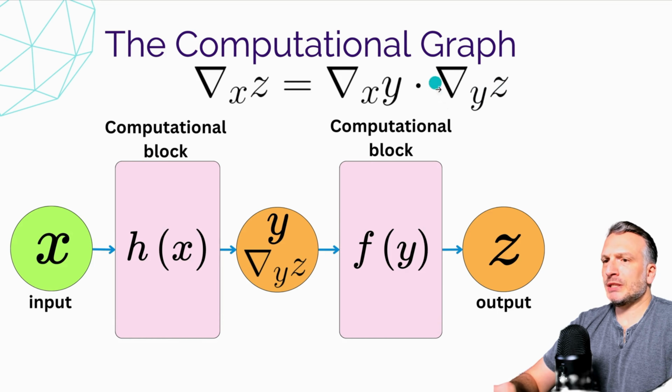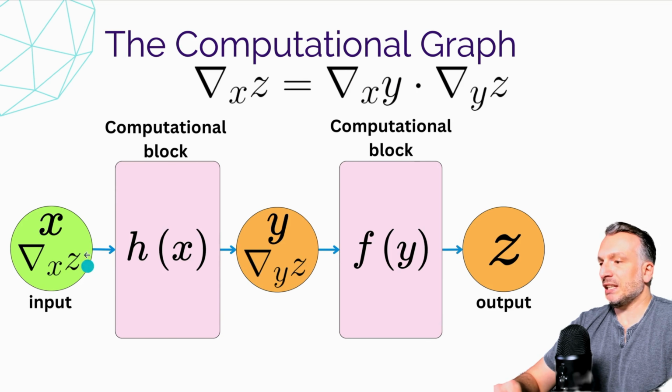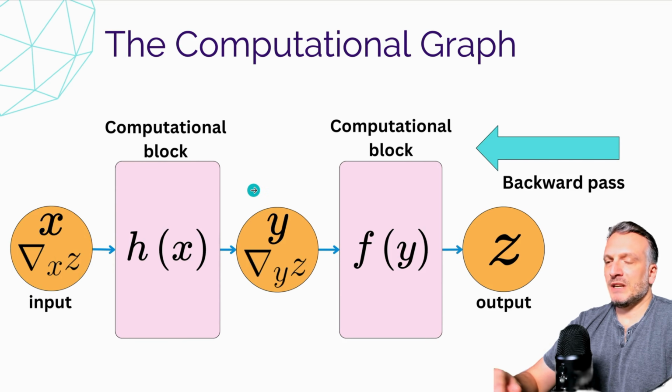I already computed the gradient of z with respect to y, so I can take it from here, and I just need to compute the gradient of y, which is the output of this computational block, with respect to x. Because again, I can backpropagate the gradients through this computational block, I can compute the gradient of y with respect to x. And now I'm going to store into x the gradient of z with respect to x. And this was a backward pass. Again, this is exactly what we did with a simpler example.